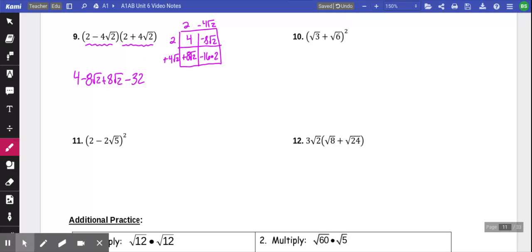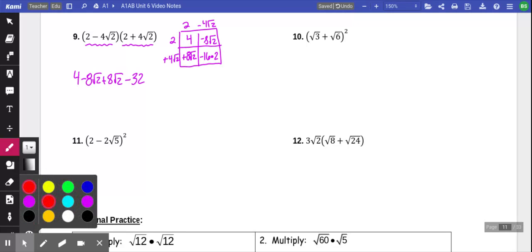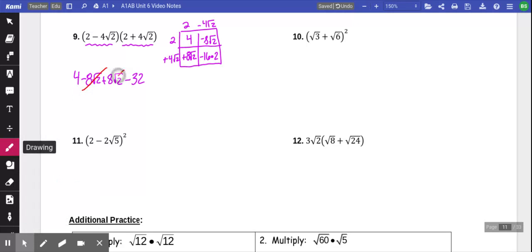You might notice what's going to happen. Negative 8 radical 2 and positive 8 radical 2, when we add them together, since the radicals are the same, that would be 0 radical 2's or just 0. They cancel out. And we can do 4 minus 32 as well. That will give us negative 28. The radicals dropped, so this is becoming rational.